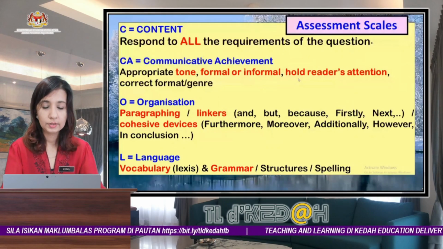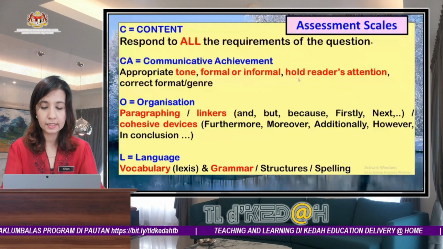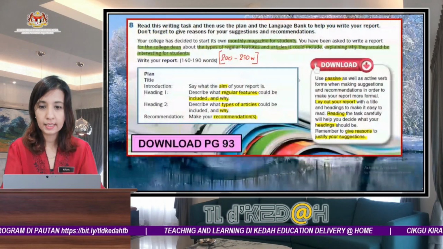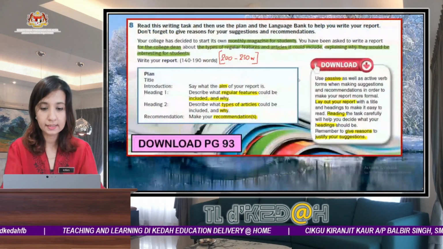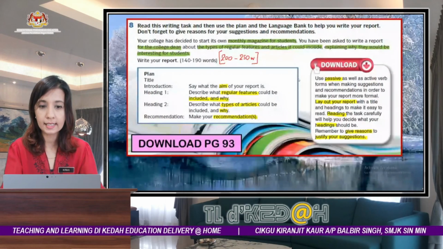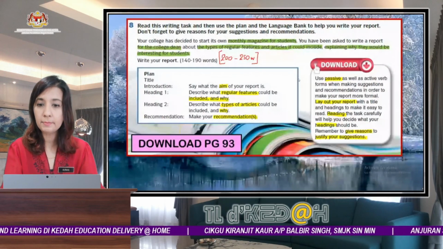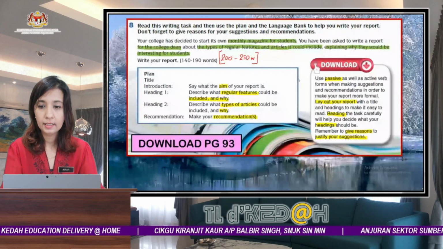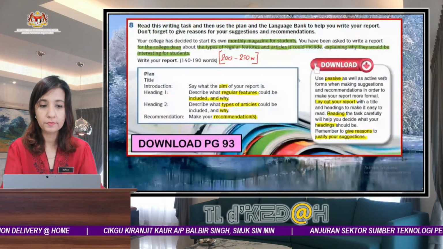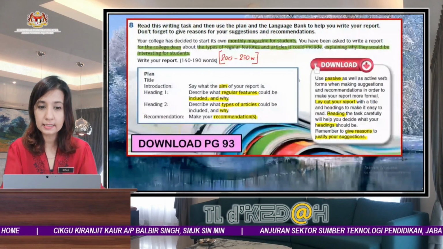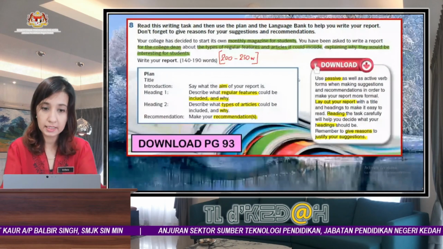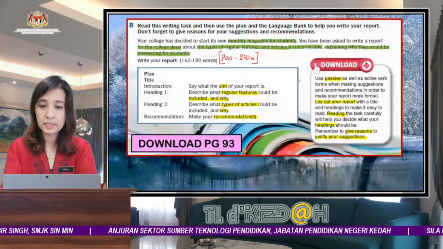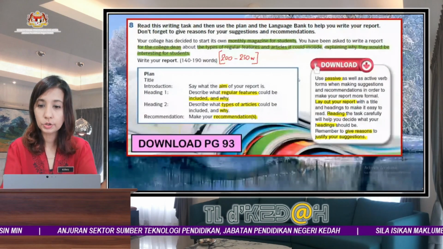Okay. So this is one more example taken from page 93. Your college has decided to start its own monthly magazine for students. You have been asked to write a report for the college dean. So the report is supposed to be written to the college dean. Types of regular features and articles it could include.